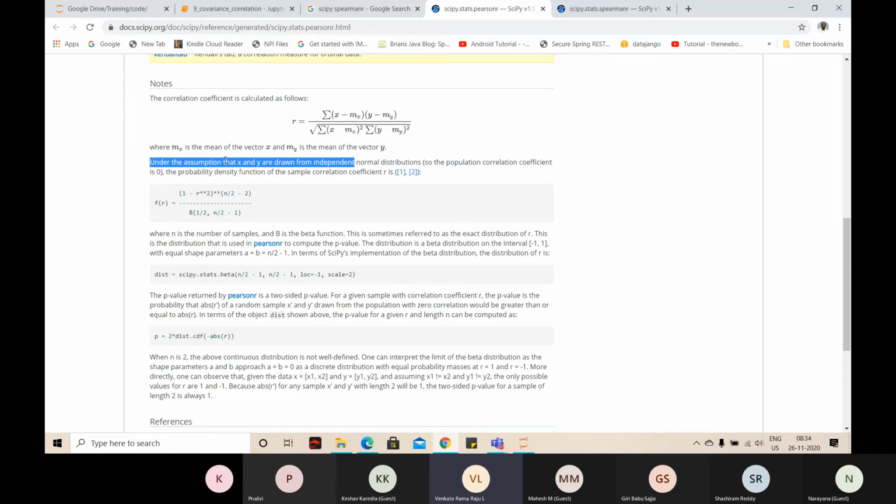Now, the p-value, should it be greater than 0.05 or less than 0.05 to say that the correlation is strong? There is a relationship. The null hypothesis says independent. The alternate hypothesis will say dependent. We need to reject the null hypothesis. To reject the null hypothesis, how much p-value should we get? Should it be less than 0.05 or greater than? Greater than. Less than. Less than.